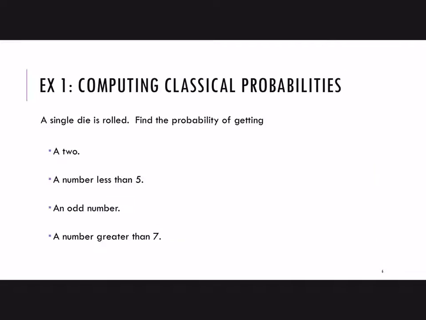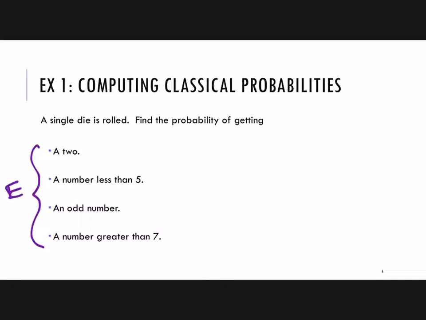So let's look at an example, and I think this will become more clear with some specifics here. All right, a single die is rolled. Find the probability of getting each of these events. So all of these are going to be our options for what we'll consider to be E.